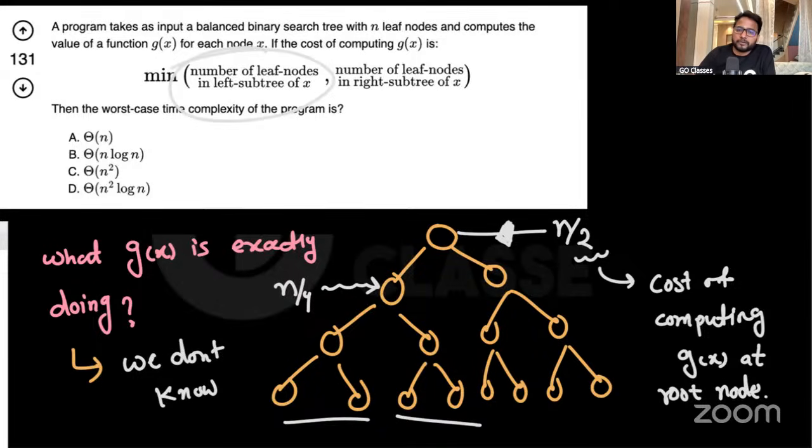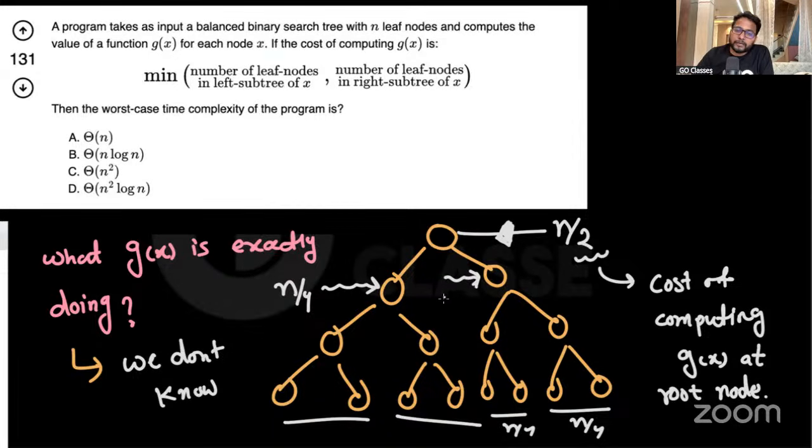The minimum doesn't matter, you can take any one of these. So these are n by 4, n by 4. This is also n by 4. This is also n by 4. So n by 4 will be the cost here if you want to compute gx here, right? What is the cost of computing gx at this node?